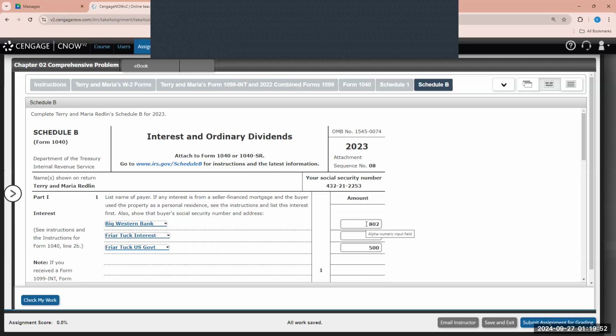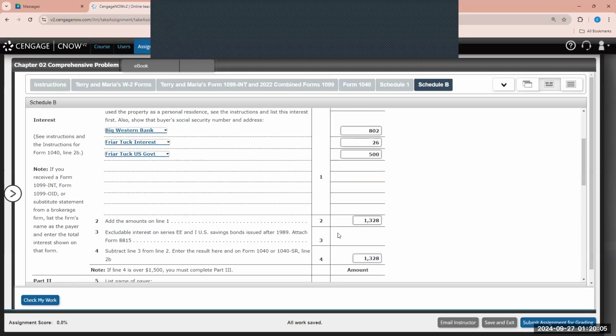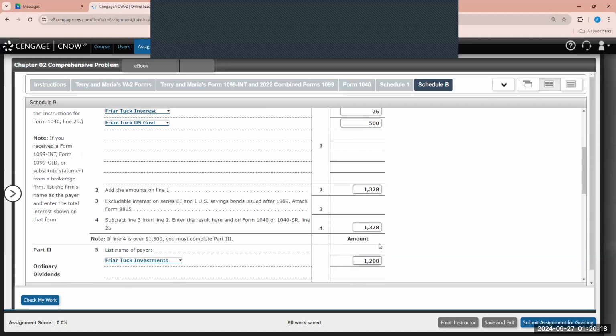It was 801.88, rounded gives us 802. Fire Truck interest, rounded gives us 26. Fire Truck U.S. government, which is the 1099-INT line 3 of 500. We add all three amounts, which gives us a total of $1,328 worth of interest. We carry the amount down to line 4 because there's nothing for us to subtract on line 3. So this is our taxable interest, and we transferred it to line 2B on Form 1040.